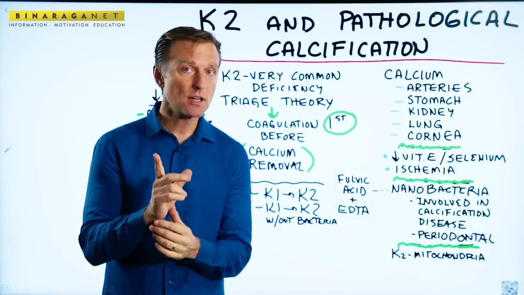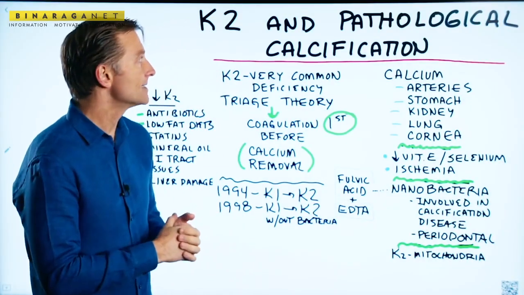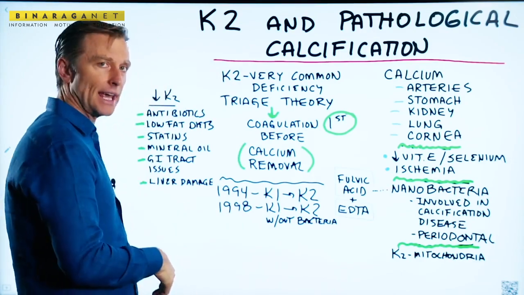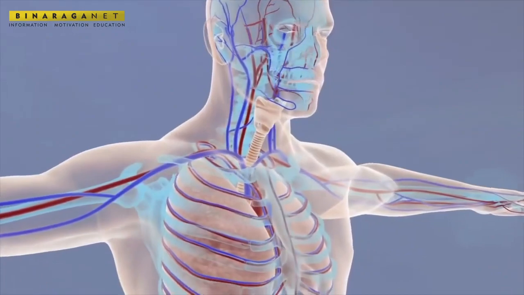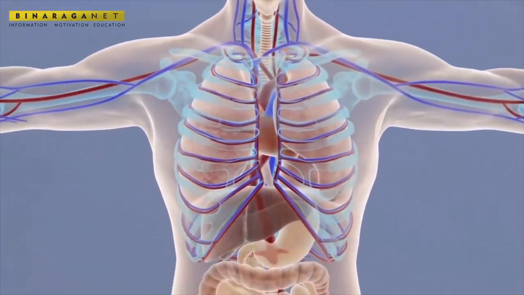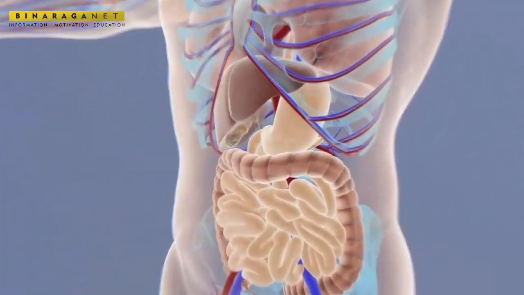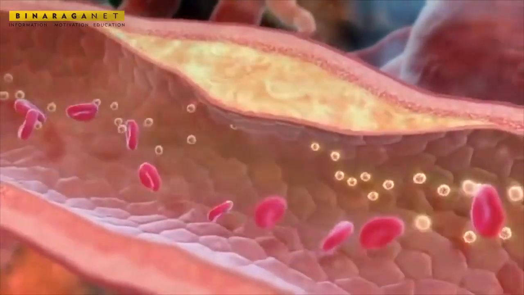Hi, I'm back and we're going to talk about vitamin K2 and something called pathological calcification. Okay, now what is pathological calcification? This is a condition in your body where calcium is developing in the wrong places. It's usually involved in plaquing in the arteries.